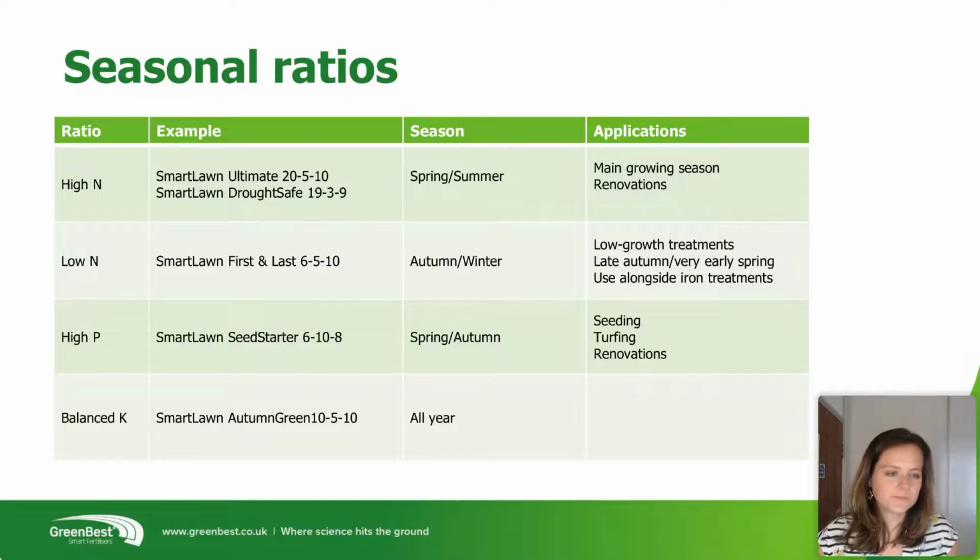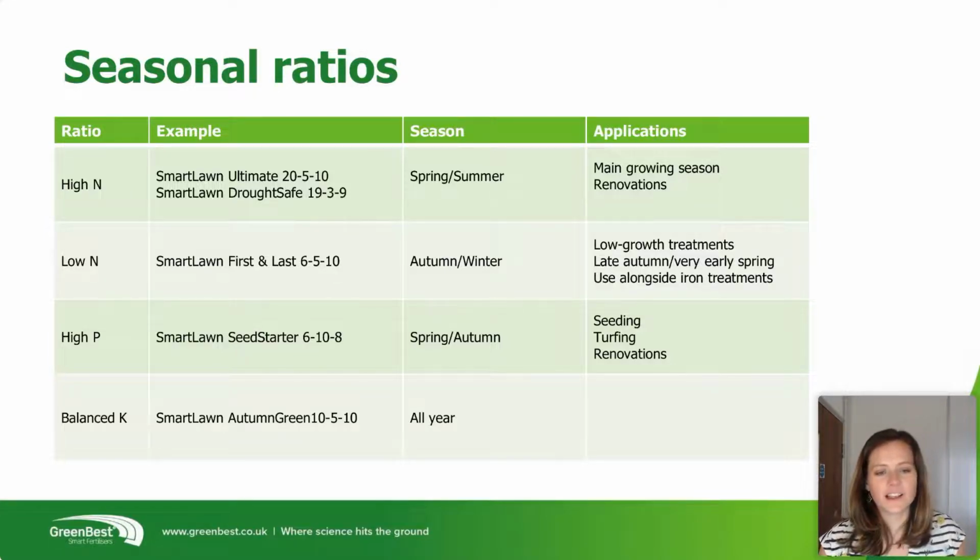We've got the first column, first row, high nitrogen fertilizers. These are spring-summer fertilizers: lots of growth, lots of green. These are in the SmartLawn range, Ultimate 25-10 and Droughtsafe 19-3-9, and to a slightly lesser extent our new light products, which are Spring Green Light, a 15-5-10, and Summer Safe Light, a 15-0-9. These are the spring-summer products.